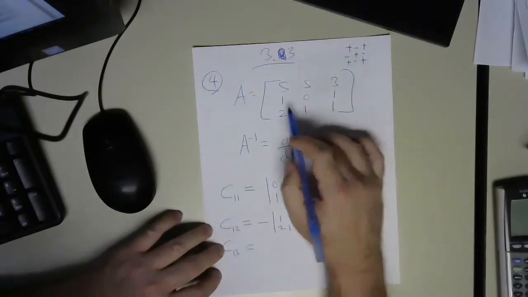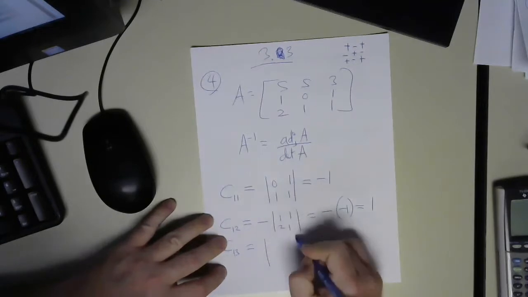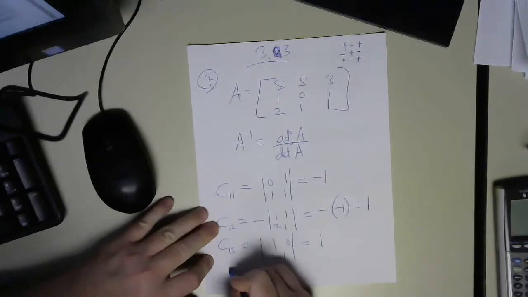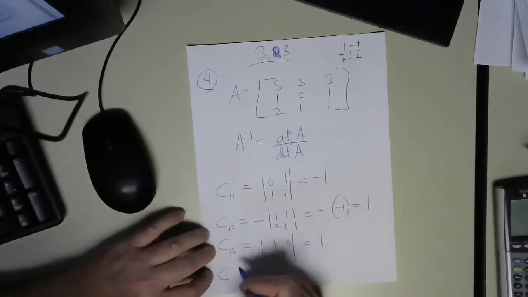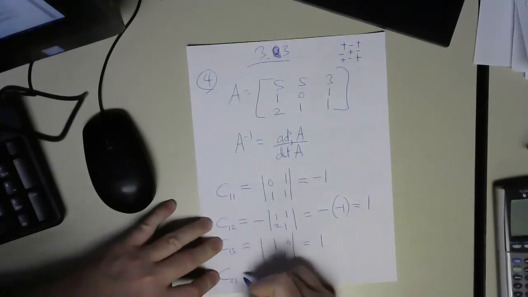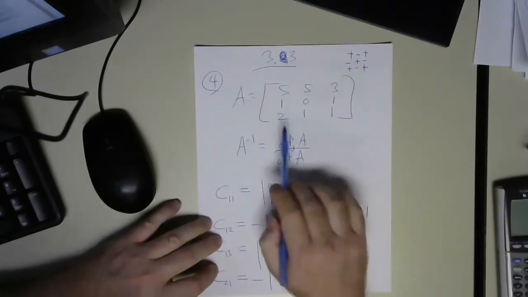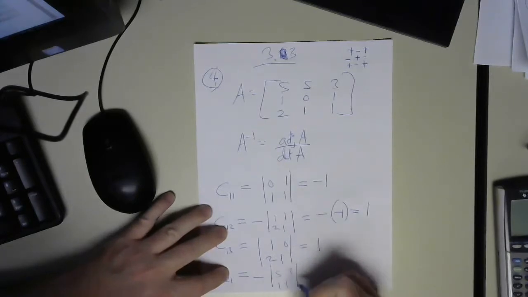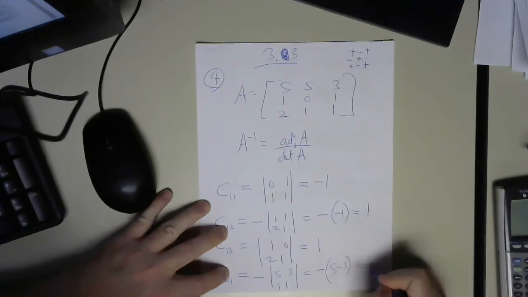And this one is just going to be plus the determinant 1, 0, 2, 1. And so on. So notice the sign convention. Be careful when you expand about the second row. It's actually going to be negative some determinant. You cross all this out and get 5, 3, 1, 1. 5 minus 3. So -2. Keep going.